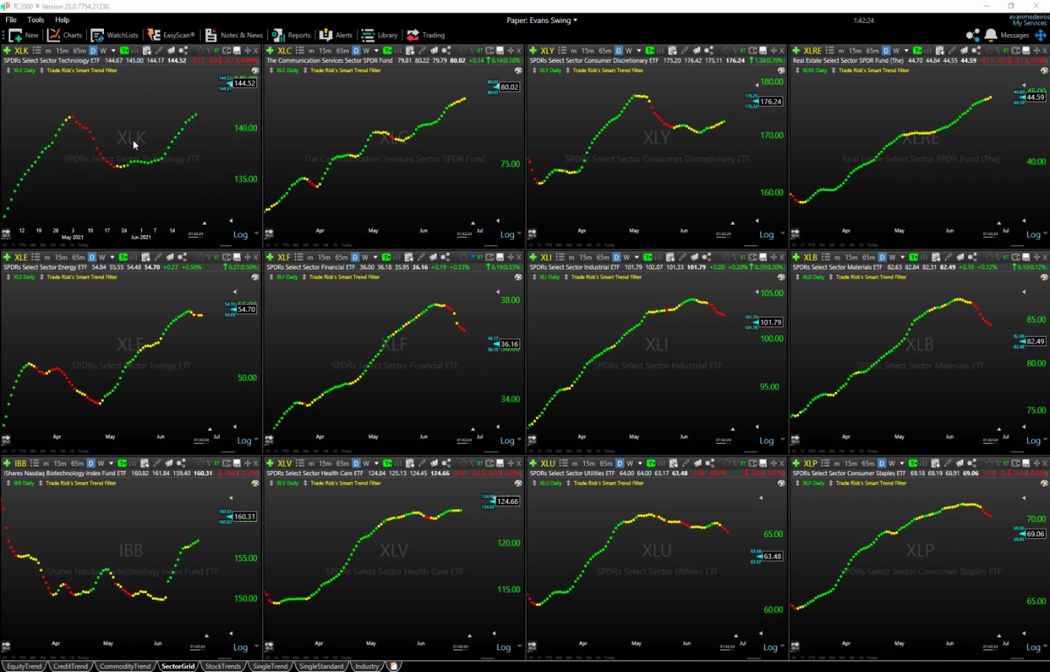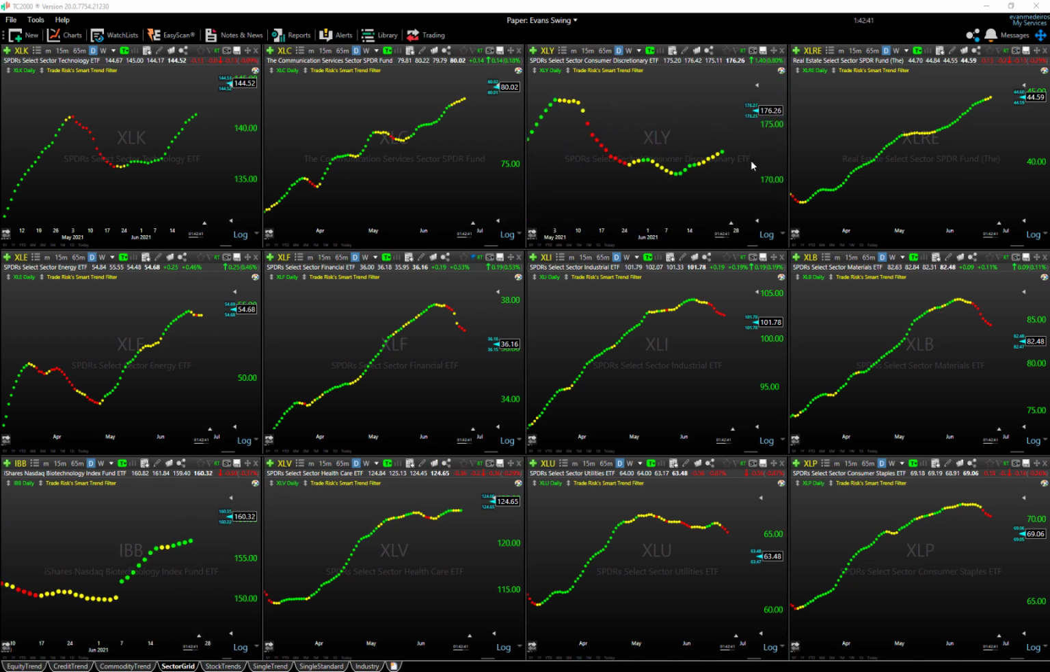The first, top left, is XLK. So this is technology printing a bullish trend outlook here, and it's been that way for a while. All the way in the bottom left, IBB, so bullish trend here being printed. And then up here in the middle is XLY. So this actually just turned bullish today, consumer discretionary.